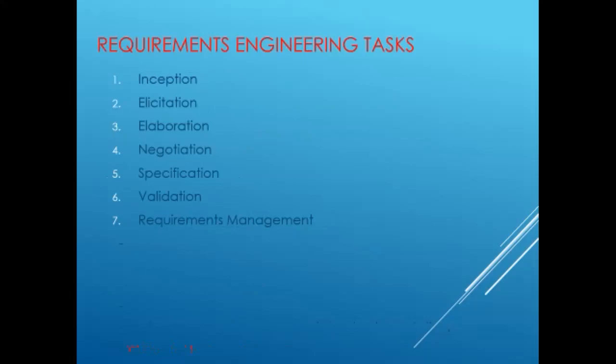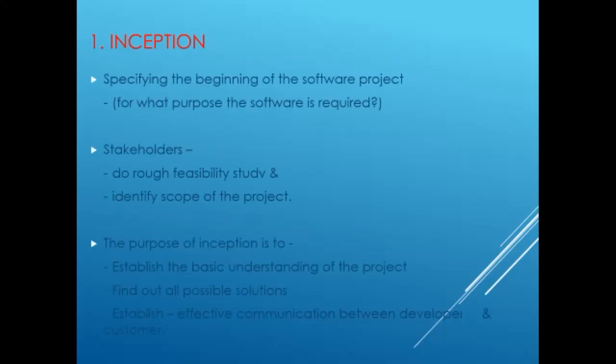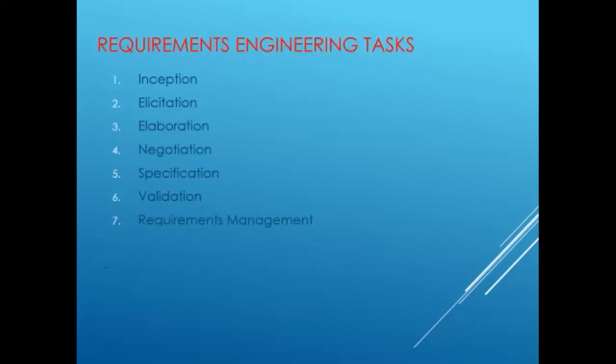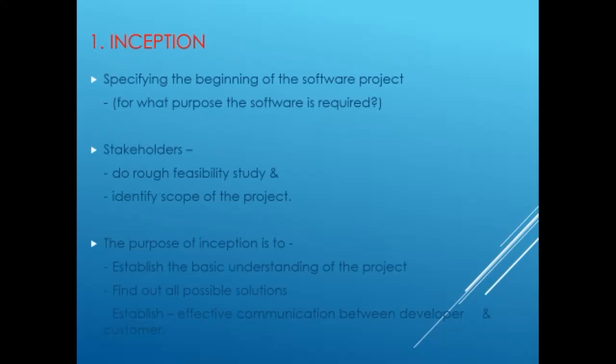Now, requirement engineering task. There are 7 tasks in requirement engineering. First one, inception. Second, elicitation. Third, elaboration. Fourth, negotiation. Fifth, specification. Sixth, validation. And seventh, requirement management. In the first task, that is inception, here specifying the beginning of the software project. For what purpose the software is required, we have to specify this in the inception phase.